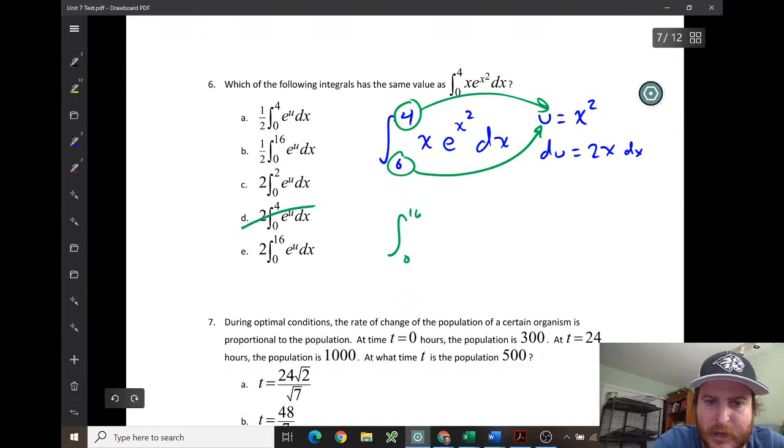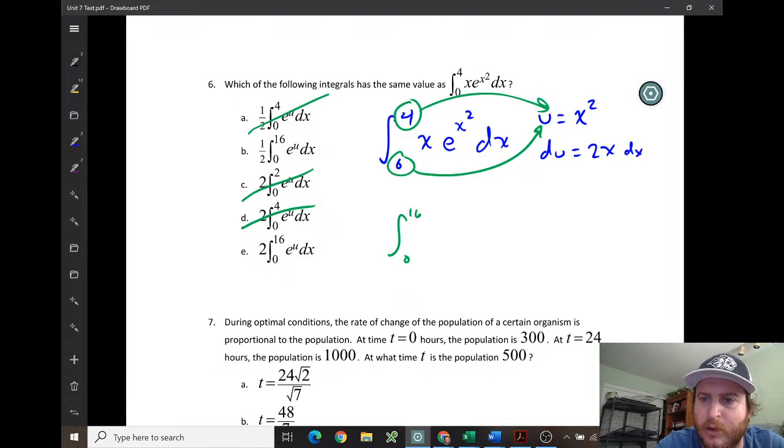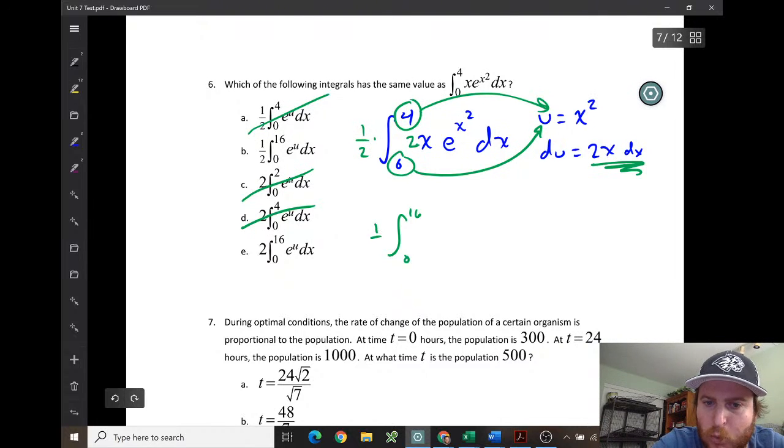Immediately, this means I can cancel out every single option except for B and E. Then I need a 2x dx for my du, so I need to multiply times 2 and times 1/2, which gives me 1/2 integral from 0 to 16 of e to the u du. So that was choice B.